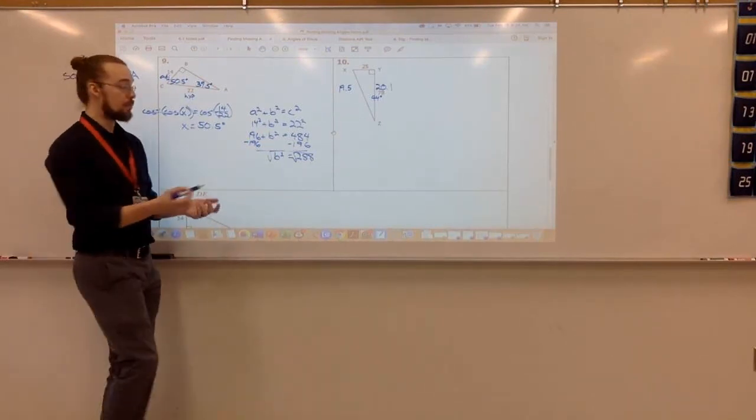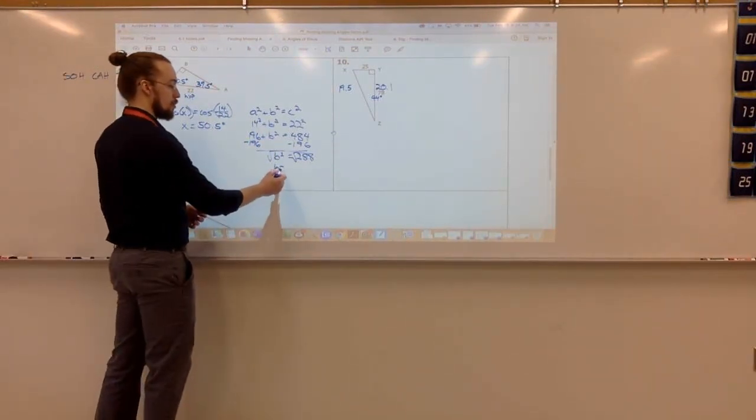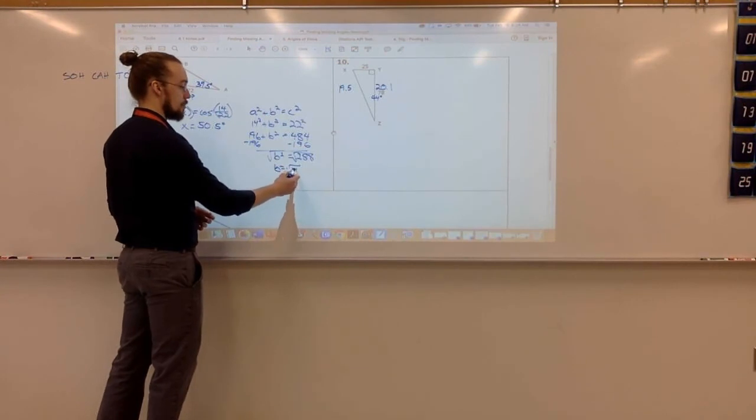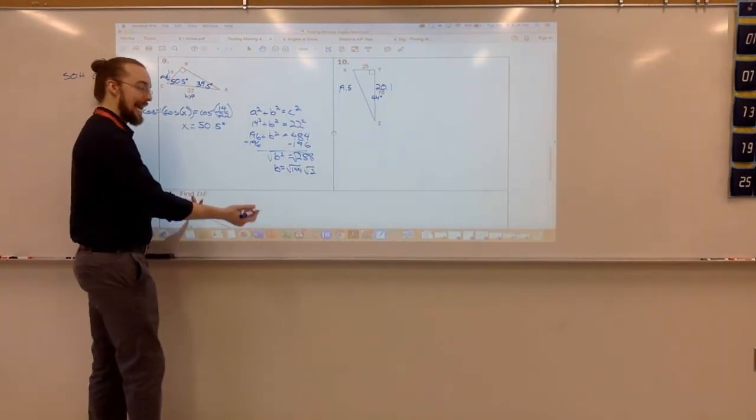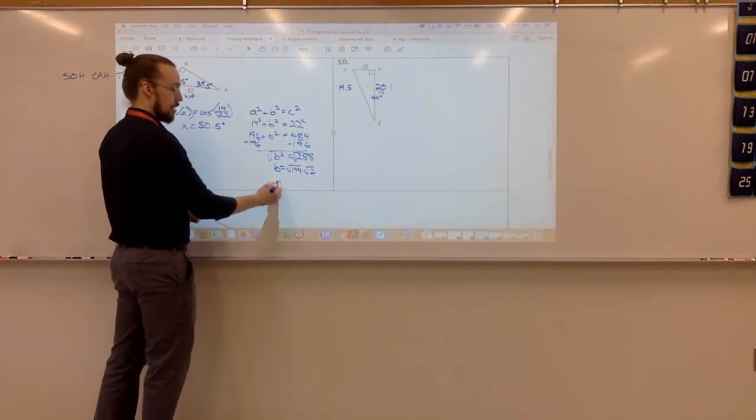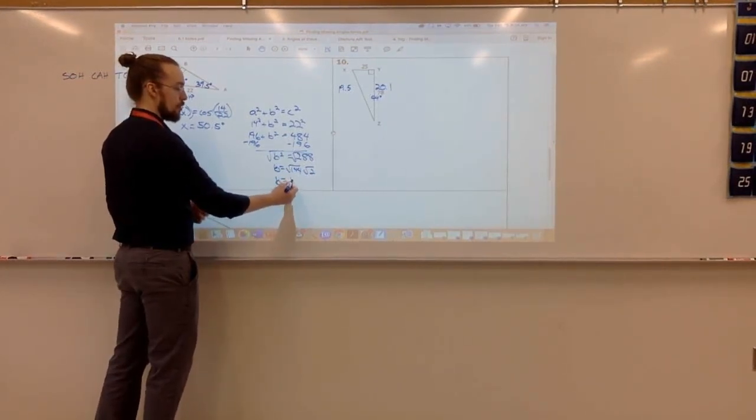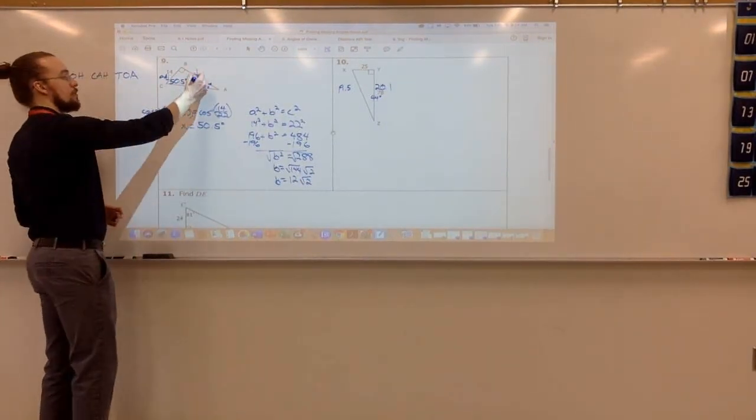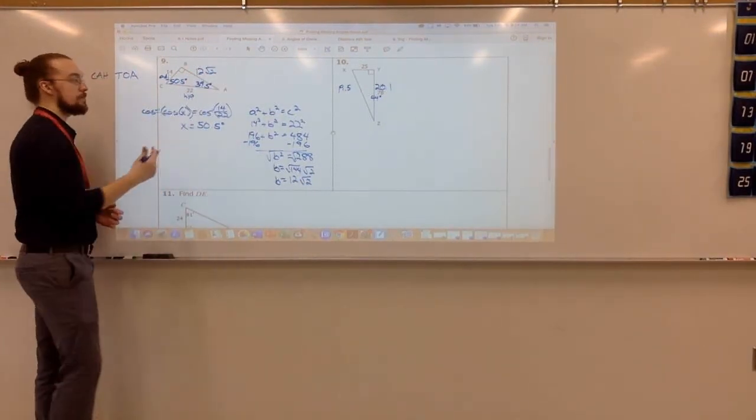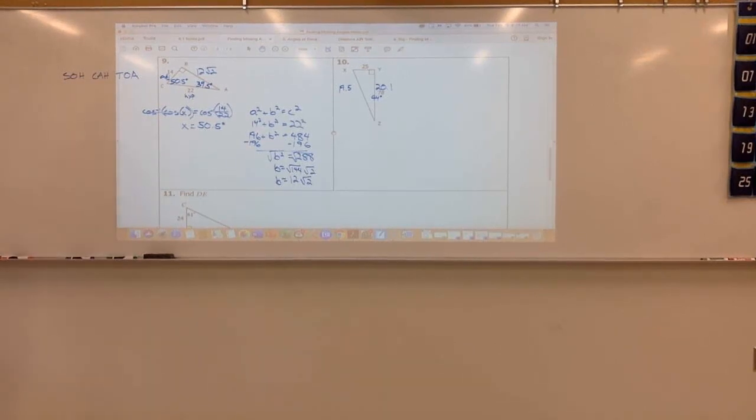Yeah, so it would be 144 and 2. So we'll say we can split this up into the square root of 144 and the square root of 2. And exactly, the square root of 144 is 12. So this would simplify to 12 times the square root of 2. And we have solved this triangle. Okay?